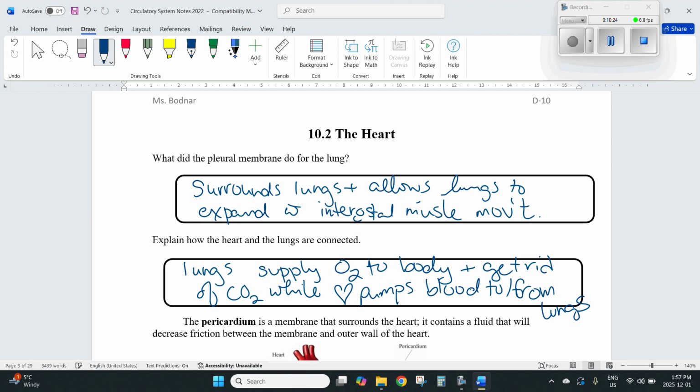So you need the heart to actually pump the blood to the lungs so that the lungs can take the blood and allow it to become oxygenated. Sorry, that's a roundabout way of saying that blood becomes oxygenated in the lungs, and the heart is sending deoxygenated blood to the lungs to be oxygenated.